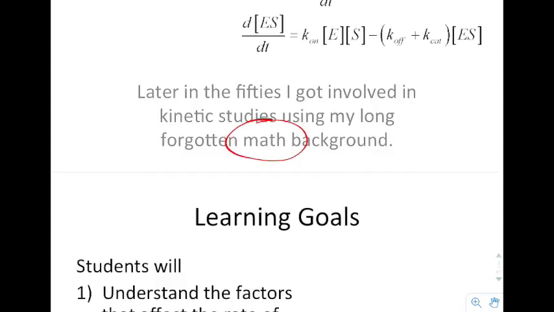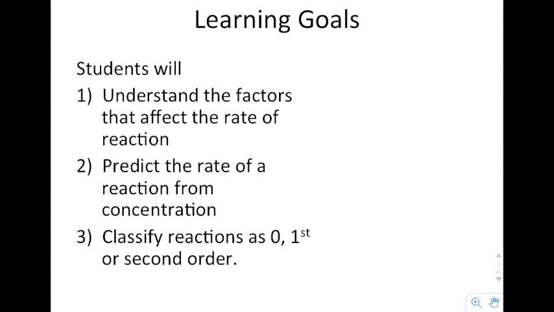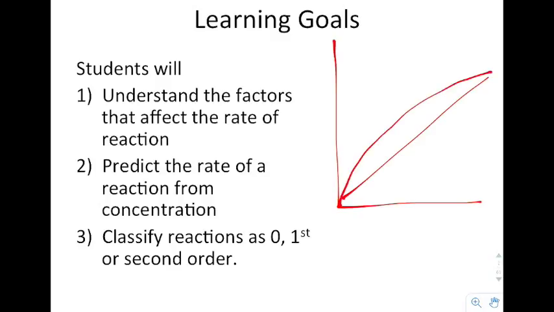background. So, the first thing we want to realize is that you should understand the factors that affect the rates of a reaction. Okay, if you have a reaction, it's not going to be a consistent linear trend. Instead, it's going to exist as kind of a curve this way or a curve this way, depending on what you're looking at. We want you to be able to predict the rate of reaction from a concentration, and we want you to be able to classify something as a zero, first, or second order reaction.